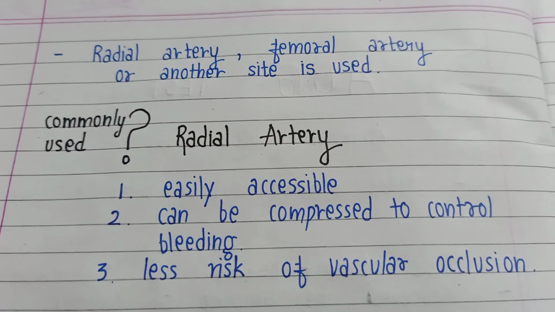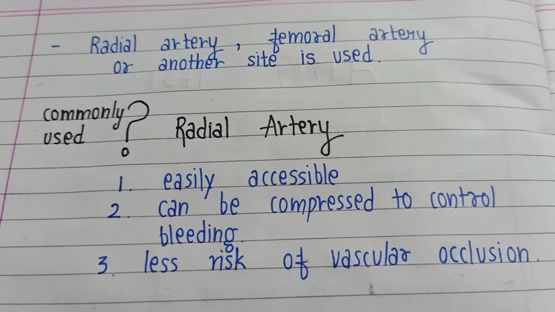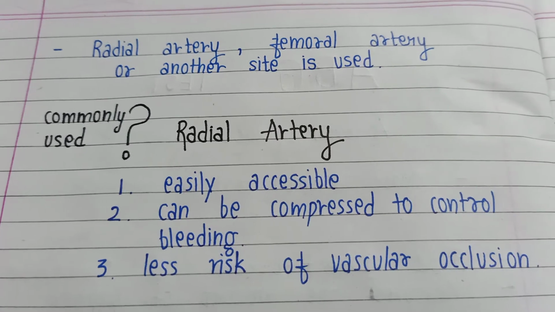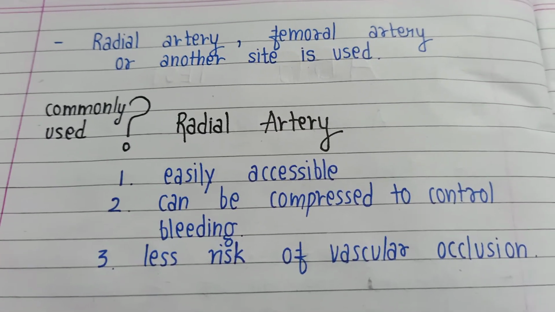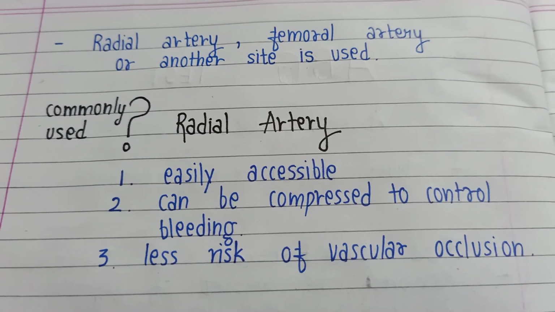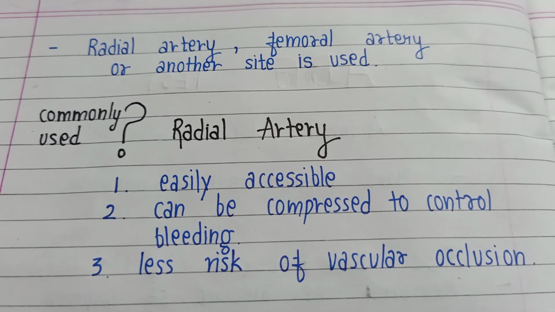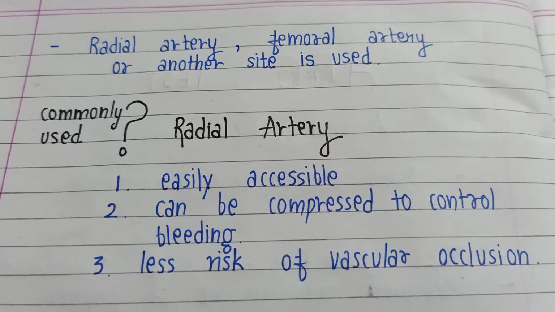So now let us see how it is done. As we all know, it is arterial blood gas analysis, so we have to choose an artery. Most commonly the radial artery is chosen. Apart from that, the femoral artery, brachial artery and other sites can also be used.